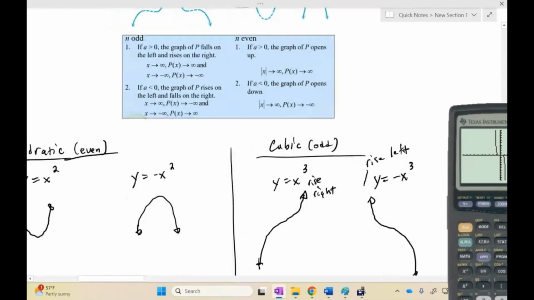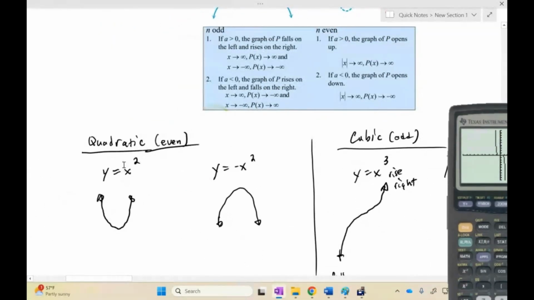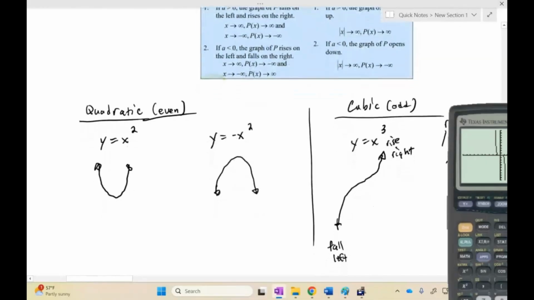All right, now for the other setup, if n is even, this thing says if a is greater than 0, so that means if the coefficient is positive and your power is even, then your graph is gonna rise left and right. So even power and a positive coefficient. Again, that graph is gonna rise both to the left and right.